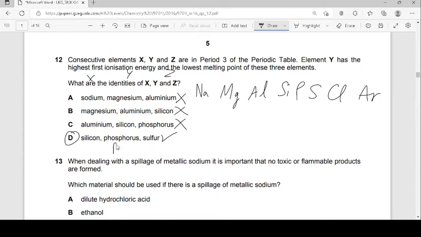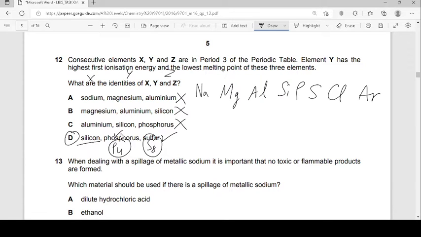Silicon, phosphorus, sulfur. This is P4, this is S8, and so obviously P4 has fewer electrons than S8, so S8 will have stronger van der Waals forces, which means a higher melting point. Silicon is a giant macromolecular structure, so it obviously has a higher melting point, but P4 is the lowest melting point out of silicon, phosphorus, and sulfur. So that's the first tick done.